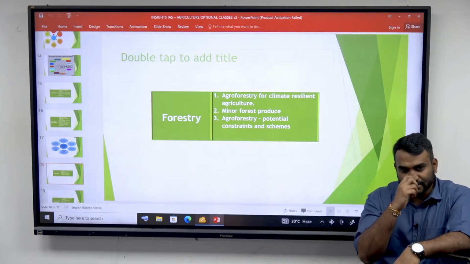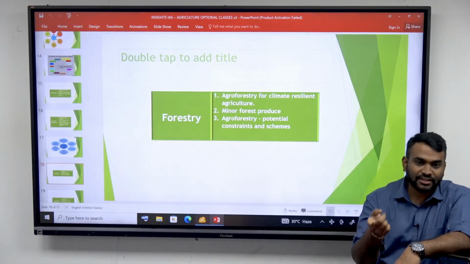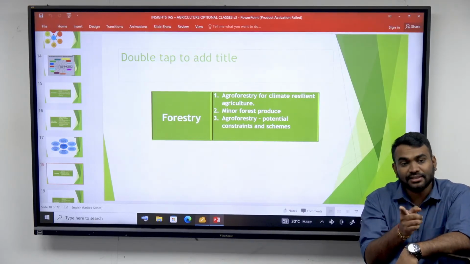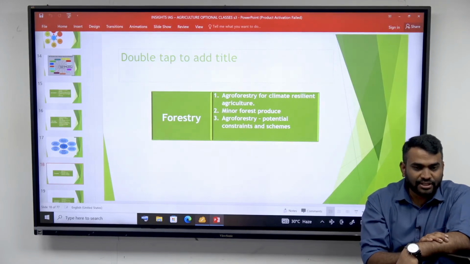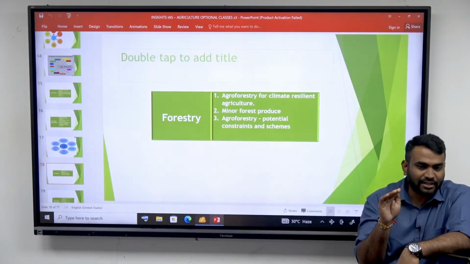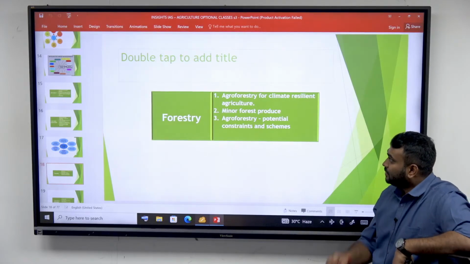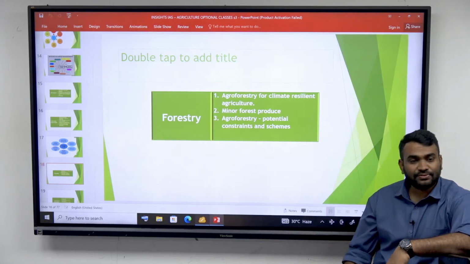Significance is that once you are in the service, what is the good you are going to do for the society and also for yourself. So that is the significance. When the question is about potential, make it a point that you write the potential but not the significance. Clear? So these are the major theme areas for forest.